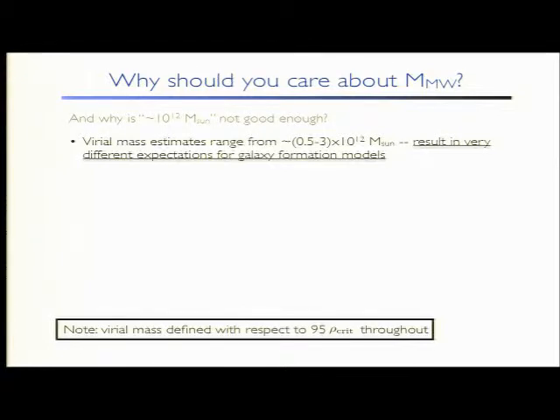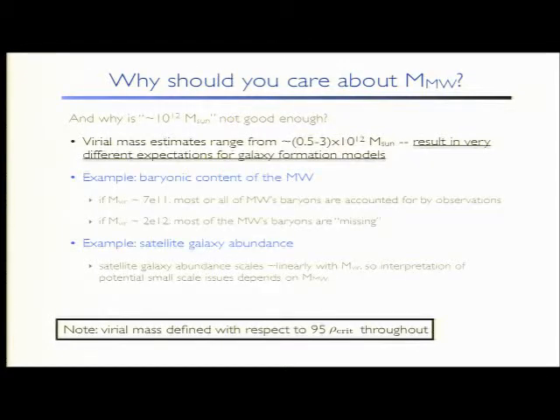And as an important side note, I'll always be defining virial mass here with respect to 95 times the critical density. So just as a couple of examples, let's think about the baryonic content of the Milky Way. So usually in galaxy formation models, the Milky Way has available to it the universal baryon fraction times its virial mass. And so if the mass of the Milky Way is 7 times 10^11, most or maybe even all of the Milky Way's baryons are accounted for by observations. So it's easy to solve the missing baryons problem. Of course, if the mass is much larger, then most of the baryons are, in fact, missing.